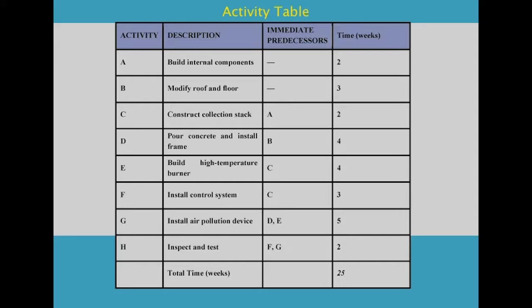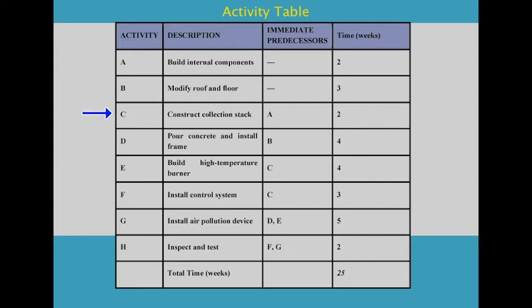This is the activity table where you can see A to H activities. In the table we can see the activity, their description, their immediate predecessors and the time taken. The time is demonstrated in weeks. The first one is building internal components, taken as activity A. Since this is the starting, we do not have immediate predecessors and the time is given for 2 weeks. Activity B is to modify roof and floor. Here again we do not have the immediate predecessor, but we have the time for 3 weeks.